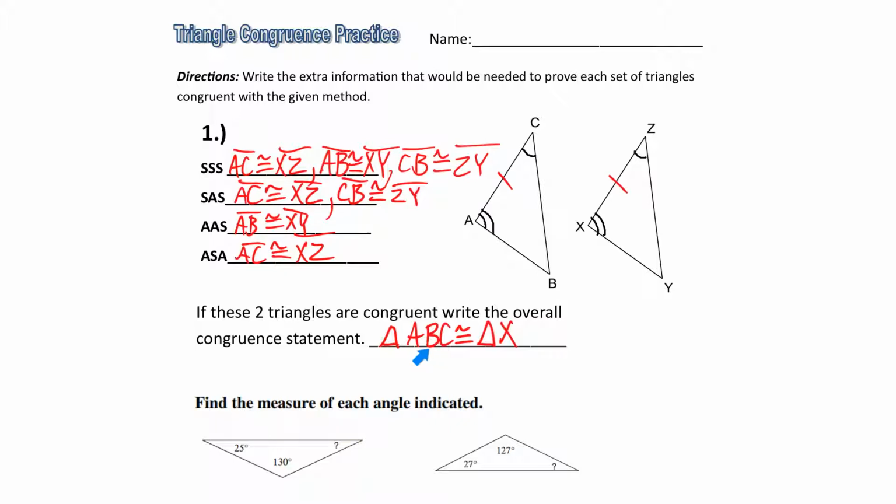All right, the B. Okay? On here, the B has no marks. Which one has no marks on the other one? Y. So the B and the Y have to get matched up. And then obviously, the C has 1 mark. The Z has 1 mark. Those get matched up.